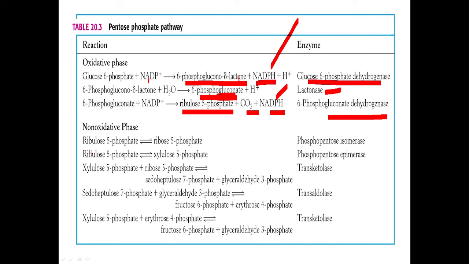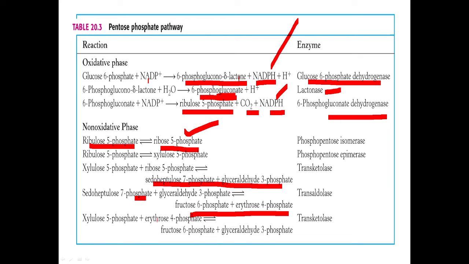During the non-oxidative phase, phosphopentose isomerase is there, so ribulose 5-phosphate gets converted into ribose 5-phosphate. Ribulose 5-phosphate can also get converted into xylulose 5-phosphate with phosphopentose epimerase, and then xylulose 5-phosphate and ribose 5-phosphate combine. We get sedoheptulose 7-phosphate plus glyceraldehyde 3-phosphate. Next, these products combine again, and we get fructose 6-phosphate plus erythrose 4-phosphate. This erythrose 4-phosphate can combine with xylulose 5-phosphate, and we get fructose 6-phosphate and glyceraldehyde 3-phosphate.